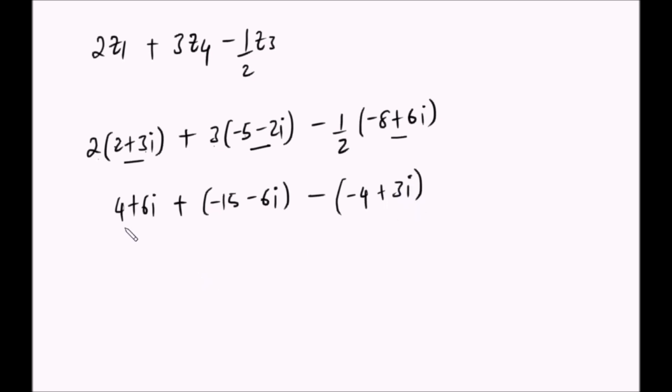So take 4 plus negative 15, you get negative 11. 6 minus 6 you get 0. So we remain with negative 11 minus negative 4 plus 3i. So negative 11 minus negative 4 becomes negative 11 plus 4, which becomes negative 7 minus 3i.